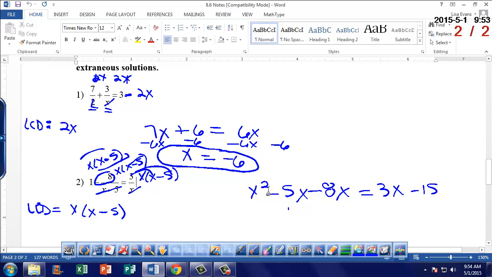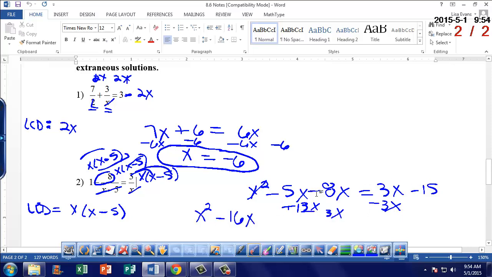So when I look at this problem, I notice I have an x squared and an x term, so I'm probably going to have to factor to solve. So here's what I'm going to do. I'm going to write x squared down. I'm going to go ahead and combine these like terms, which is negative 13x, and I'm going to move my 3x over. So I have negative 16x.